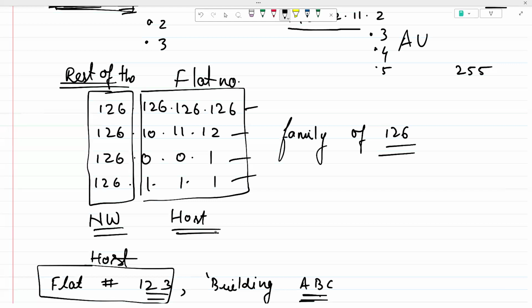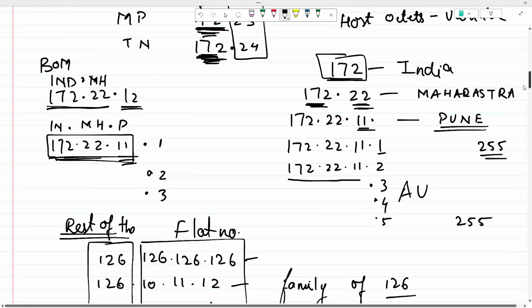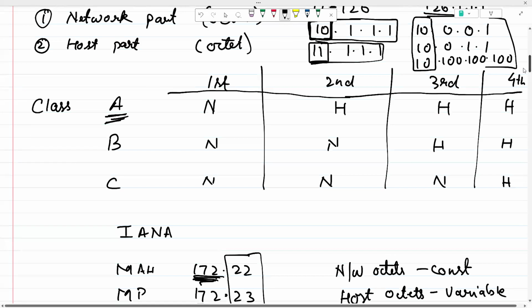Okay, any problem understanding, Krishan, Mohit? Any problem understanding this network part and host part? No, sir. Krishan, I remember you said you are pretty new to networking. Is any problem understanding this part?